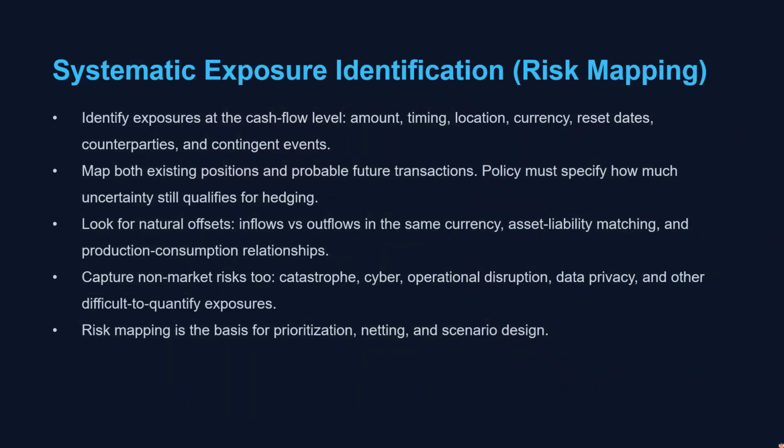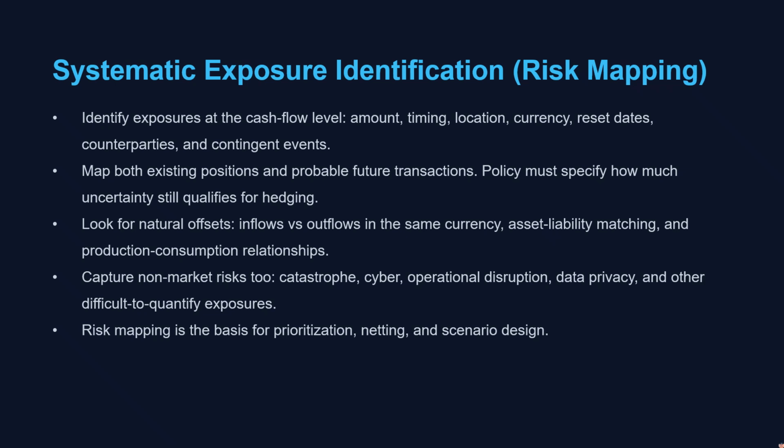This is one of the most practical parts in this chapter and one of the most testable in the FRM exam. Risk mapping begins at the cash flow level. You ask what amount is exposed, when does that exposure occur, and which currency, under what price or rate reference, against which counterparty, and under what contingencies.